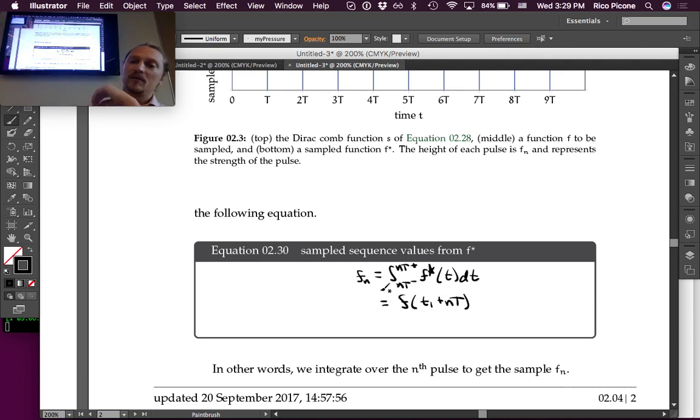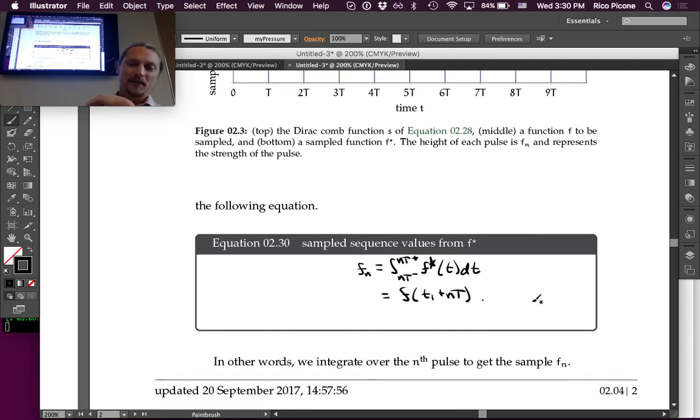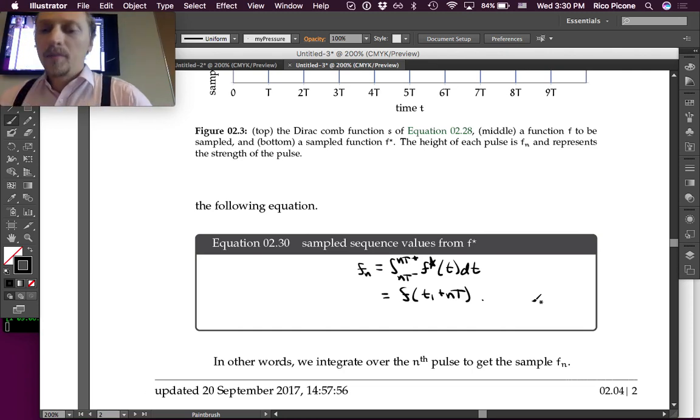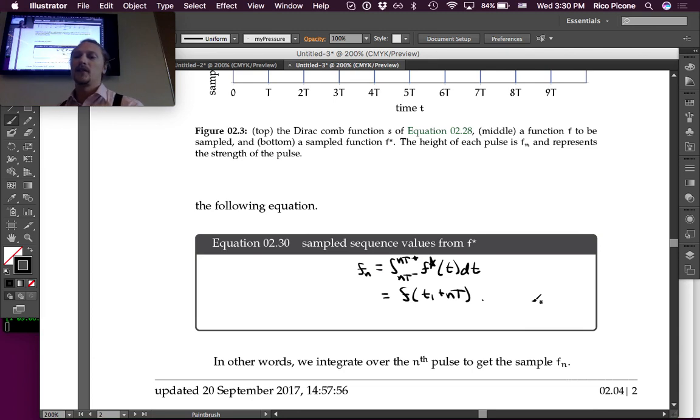You can compute them from each other, but typically we think of it in these terms as being the intuitive one. This is there for the mathematical niceties that are going to come, but for now it's just annoying. But there is a point to it. You just have to trust me for now. In other words, we integrate over the nth pulse to get the sample f_n. That's the mathematical representation.